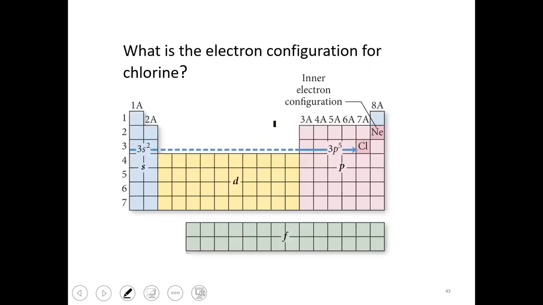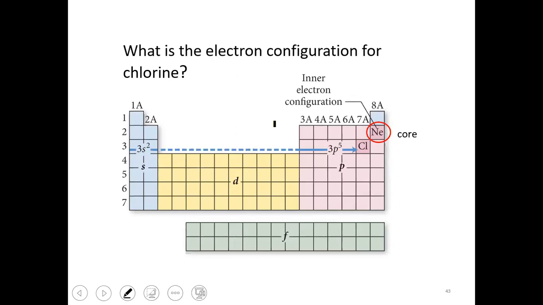Okay, so there's chlorine. The first thing you notice is, let's put it in the periodic table right there. Okay, let's start out with what its core configuration is. That would be the previous noble gas, which is neon. So that's going to be my core. So I'm going to start my configuration with the bracketed symbol of neon.